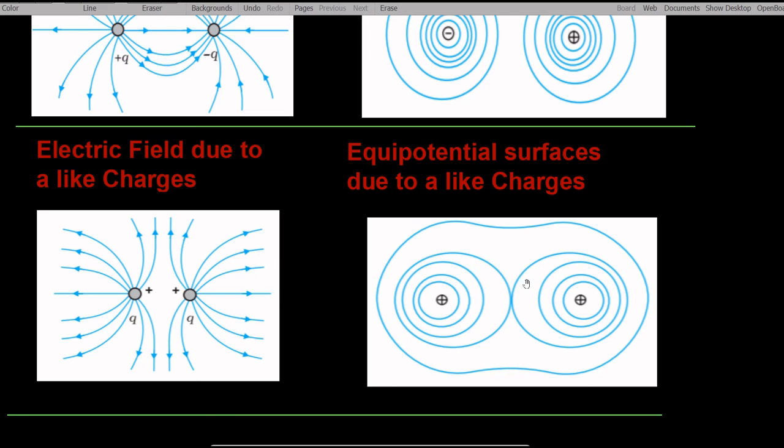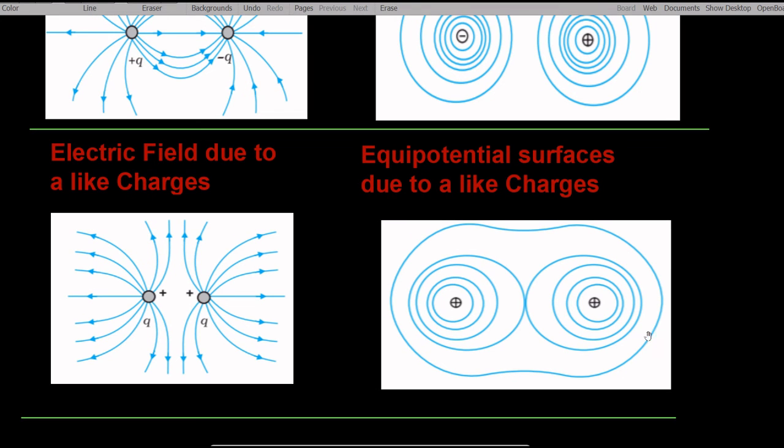Look at the equipotential surfaces. So two positive charges. Between the two positive charges, equipotential surfaces are farther and farther apart. Whereas at the extreme ends, equipotential surfaces are coming closer. And very far away, look at the shape of the equipotential surface.